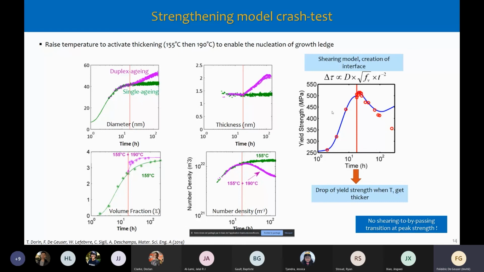The drop of yield strength occurs when T1 gets thicker. Only at the end, at very overaged states, does our model diverge from experimental data, probably because at this point, in very overaged samples, there will be some sort of shearing to bypassing transition. But down to all these points, the precipitates are only sheared and not bypassed.